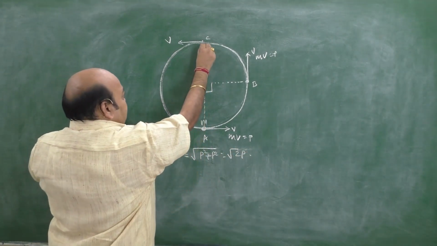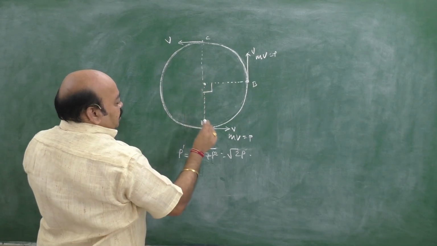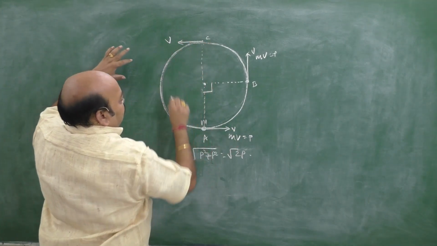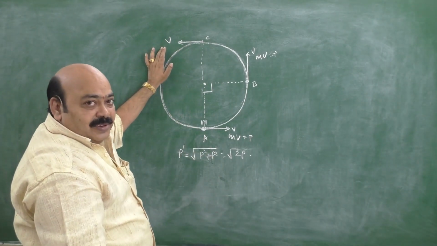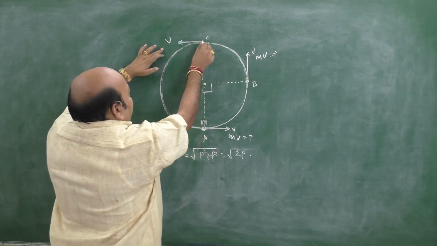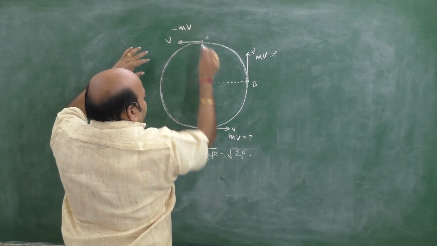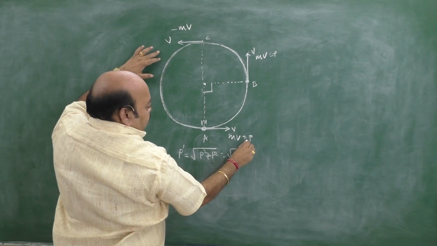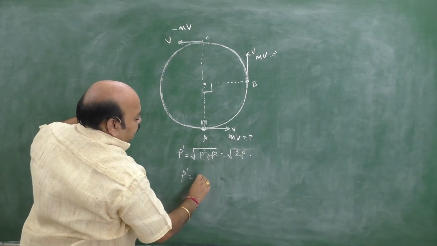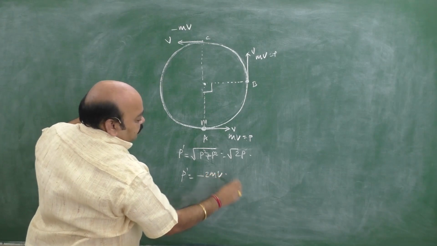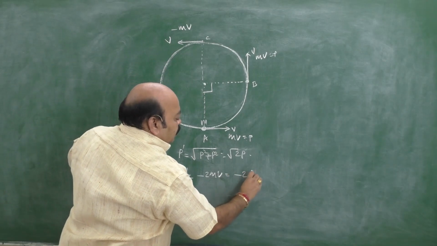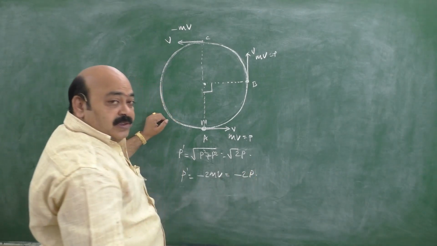For example, if we consider the position of C here, what is the change in momentum at C? This is in this direction, it is simply opposite to this one. So the final momentum is minus mv, the initial momentum is mv, and these two are acting in the opposite direction. The resultant is given by minus 2mv. This is quantitatively nothing but minus 2p.